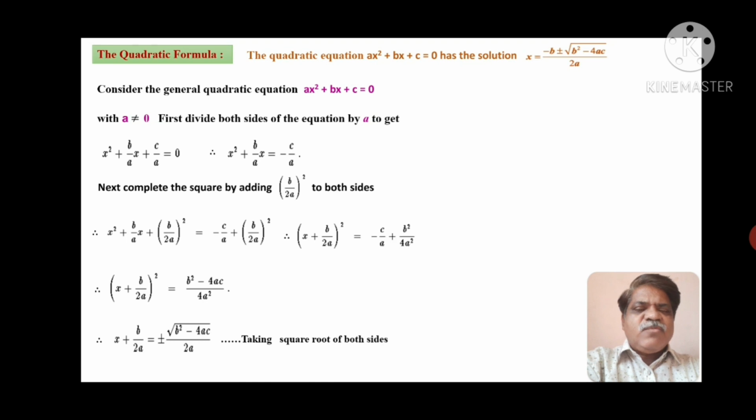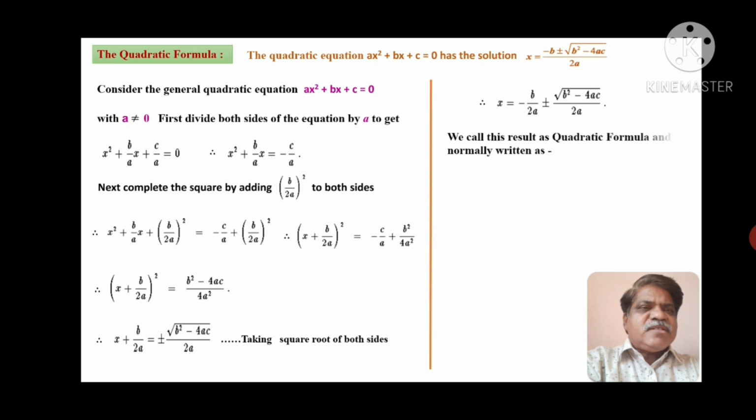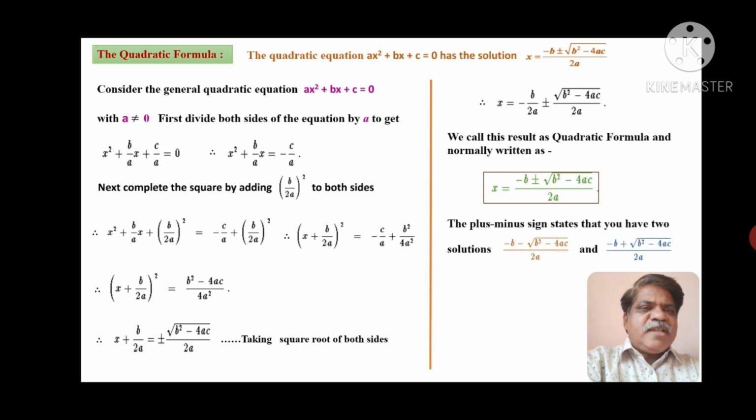Therefore, by taking square root on both sides, we get x plus b upon 2a is equal to plus or minus under root b square minus 4ac upon 2a. Friends, now x is equal to minus b upon 2a plus or minus under root b square minus 4ac upon 2a. We call this result the quadratic formula and normally write it as x is equal to minus b plus or minus under root b square minus 4ac upon 2a. So, the plus minus sign states that you have two solutions, that is minus b minus under root b square minus 4ac upon 2a and minus b plus under root b square minus 4ac upon 2a.